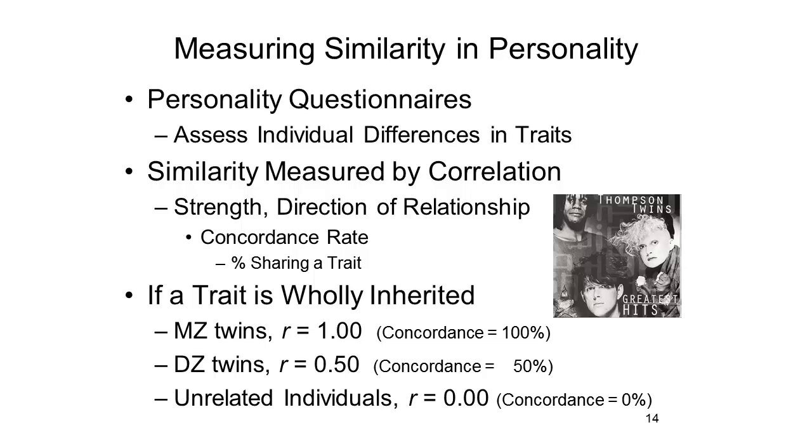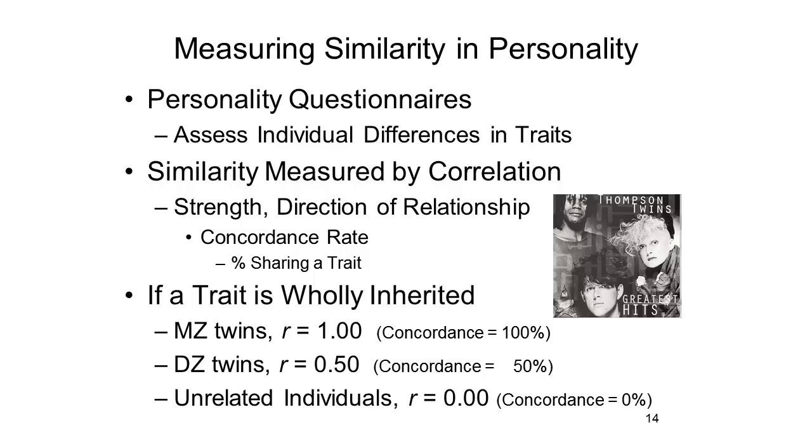An alternative measure of similarity is the concordance rate. That is simply the percentage of subjects that have some characteristic in common. We'll look at some concordance rates when we discuss behavior genetic studies of mental illness, but the logic is the same. If some characteristic is wholly inherited, we'd expect to see a concordance rate of 100% for monozygotic twins because they're genetically identical. If one has the trait, the other must have it too. And we'd expect to see a concordance rate of about 50% for dizygotic twins, and a concordance rate of 0 for unrelated individuals.